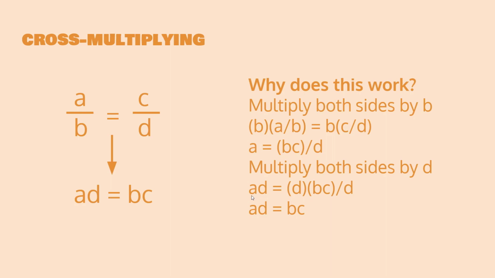So then on the left side, we have a times d. And on the right side, we have d times b times c divided by d. So again, the d's are going to cancel. And look, we're left with a times d equals b times c. So that's how we know that cross-multiplying makes sense.